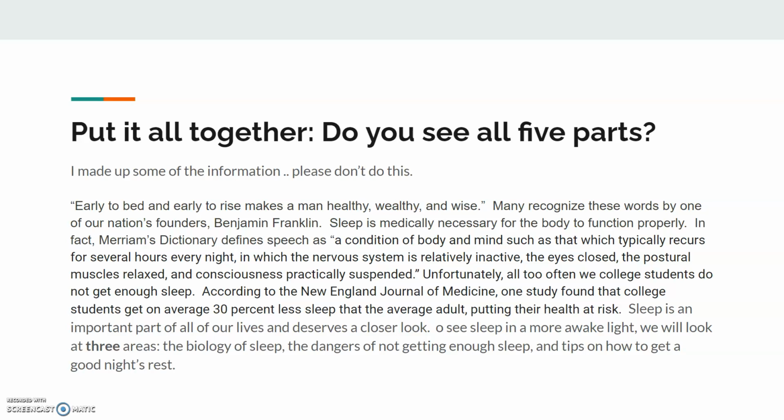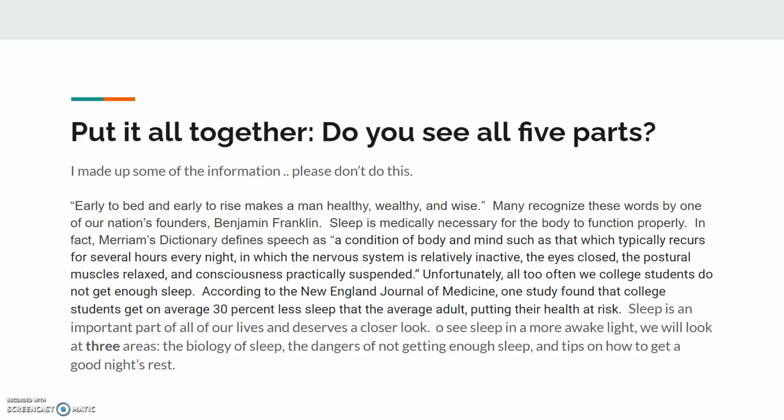Early to bed and early to rise makes a man healthy, wealthy, and wise. Many may recognize these words by one of our nation's founders, Benjamin Franklin. Sleep is medically necessary for the body to function properly. In fact, Merriam-Webster Dictionary defines sleep as a condition of body and mind which typically recurs for several hours every night, in which the nervous system is relatively inactive, the eyes closed, the postural muscles relax, and consciousness practically suspended. Unfortunately, all too often, we college students do not get enough sleep.